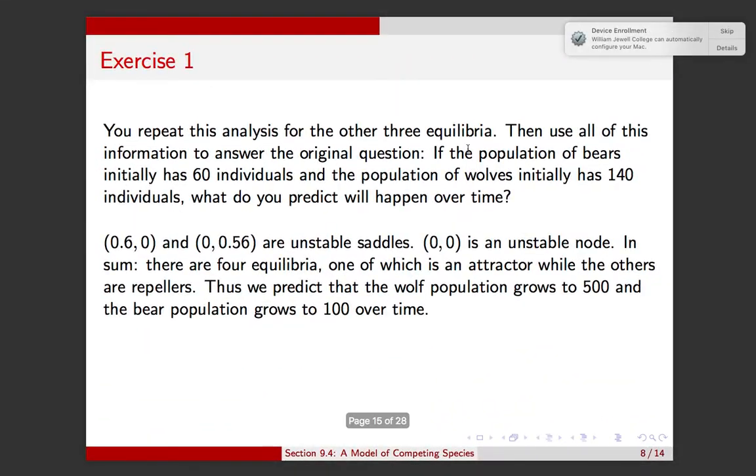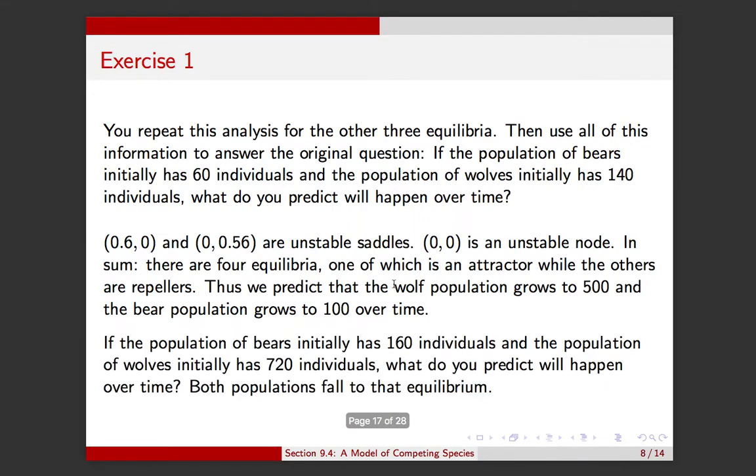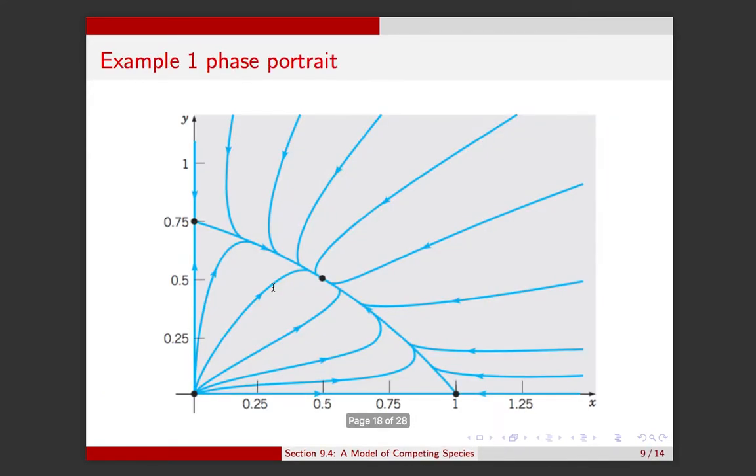Okay, let me just show you one more example, and then we'll be done with this section. Both populations fall to that equilibrium if you start with more than, sorry, I should have said there's another question here. What if you start with more than that? Then you can start to see the fall. Basically, these two initial populations are too big for the amount of resources available. So this guy would fall to 100, this is like a 0.16 would fall to a 0.1, and this is like a 0.72, which would have to fall to a 0.5. So anyway, you can make whatever prediction you want given some initial setup.